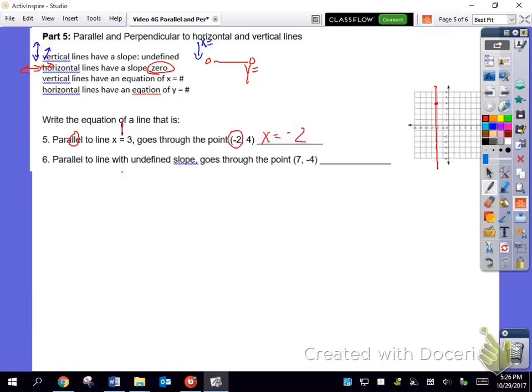Okay. If I want it to be parallel to a line that's undefined, now an undefined slope, remember that's the vertical line. So if I want it to be parallel and I don't want it to touch, see those would not touch. So it needs to also be the x. So x equals 7.